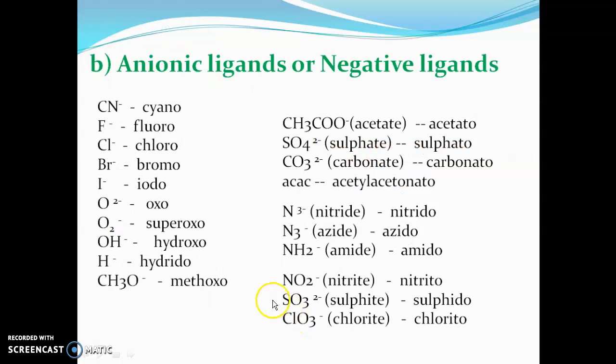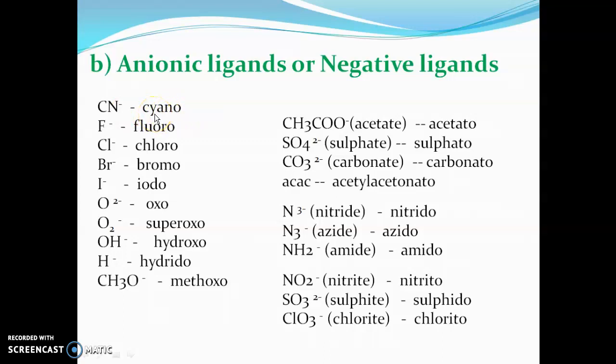This is the list of anionic ligands. We know anionic ligand names must end with O, right? So CN minus, F minus, Cl minus. For example, CN minus, its original name is cyanide ion, but when it functions as a ligand, its name is given like this: cyano, which means here O is added.